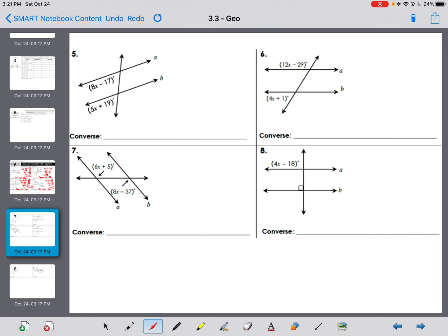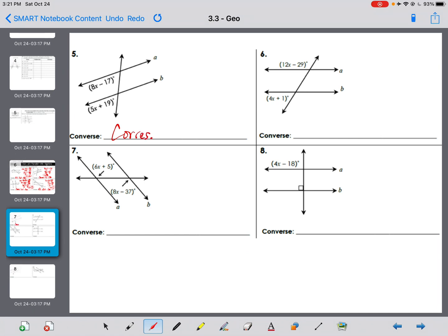All right. Go ahead and pause it. Try 5, 6, 7, and 8, and then come back. Let's see how you did. Okay, here you go. Both have an x this time. So these were all a little bit harder because you've got double the x's, but that's just one more step in the equation whenever we solve it.